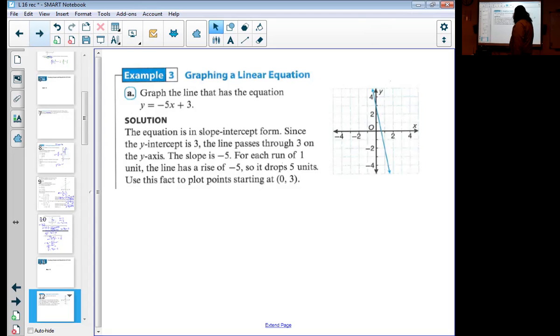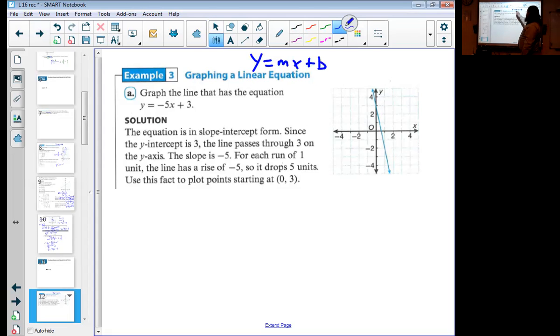Now the two things we need to remember is that y equals mx plus b. M is lowercase, b is lowercase, so we know we're talking about slope and the y-intercept. So now we have this information we can look at from here. Our equation is negative 5x plus 3. That means that our slope is equal to negative 5. Our b, our y-intercept, is equal to positive 3.